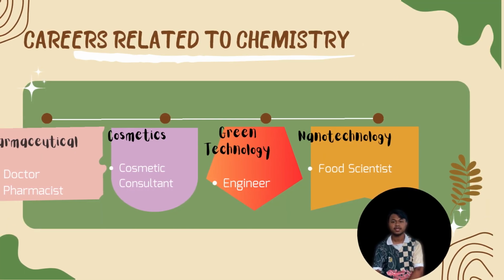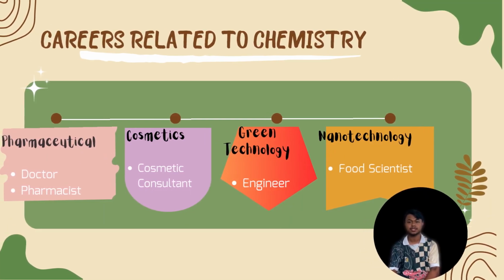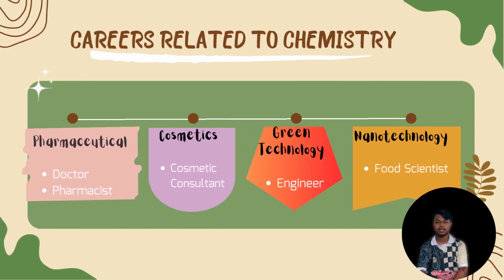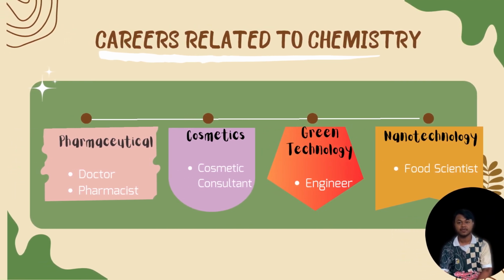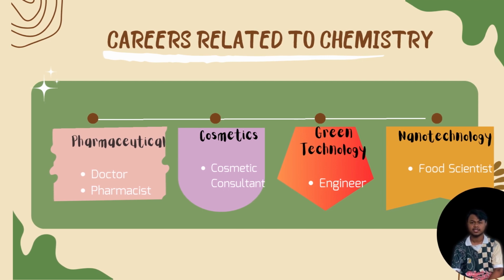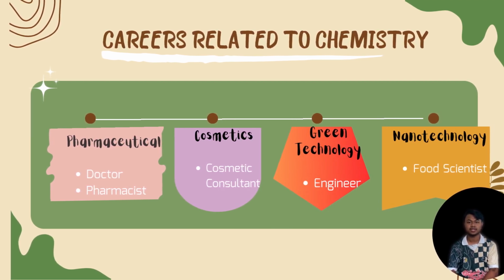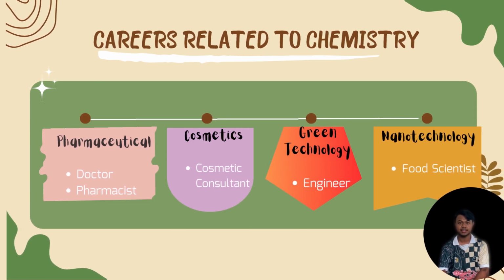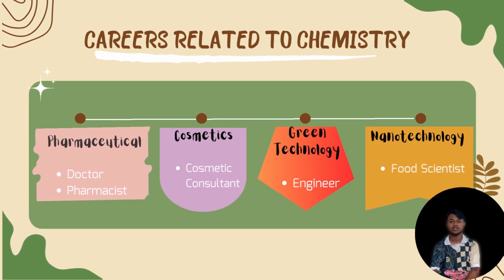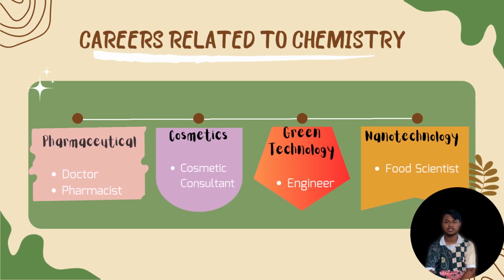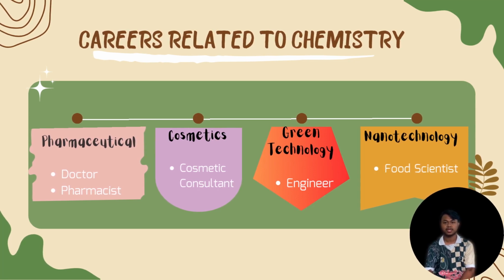Next, regarding careers that you can pursue in the chemistry industry, there is pharmaceutical, such as doctor and pharmacist. Other than that is cosmetic, like a cosmetic consultant. After that, in green technology, you can be an engineer. Finally, you can venture into the field of nanotechnology, such as food scientist.